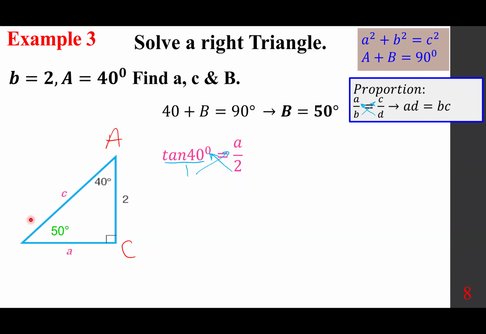And so with that being the case, A is 2 times tan of 40 degrees. It's not a common arc. Use a calculator, and then we find tan of 40, we multiply it by 2. So we have A equals 1.68 roughly.